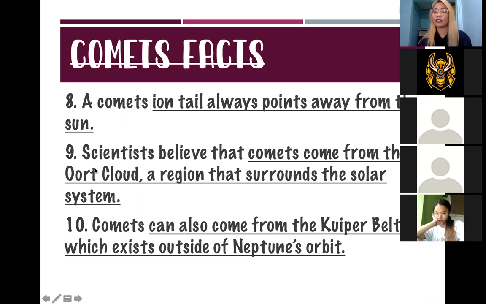So yun yung difference ng Oort cloud and Kuiper Belt. Yung Kuiper Belt, these are the comets that we regularly see because their orbit is shorter, whereas the Oort cloud, these are the comets that we do not usually see because they have longer orbits, therefore mas matagal yung time before they can come back at nakikita dito sa Earth.